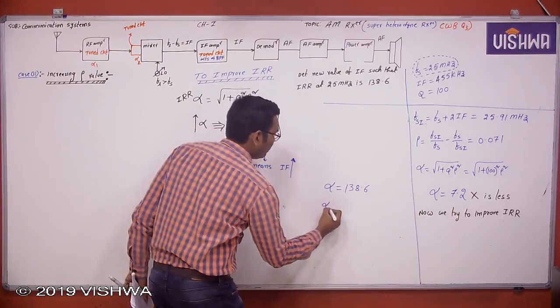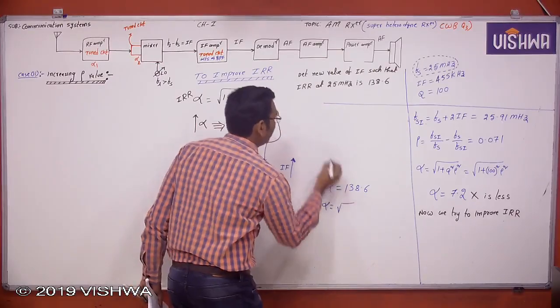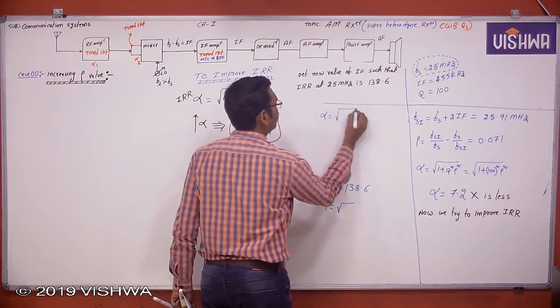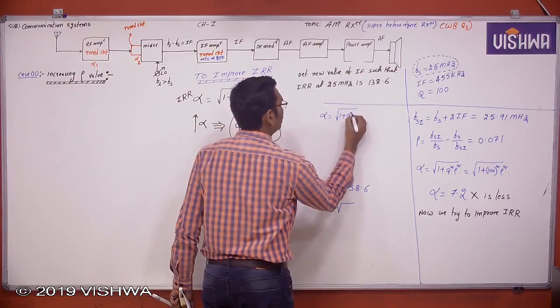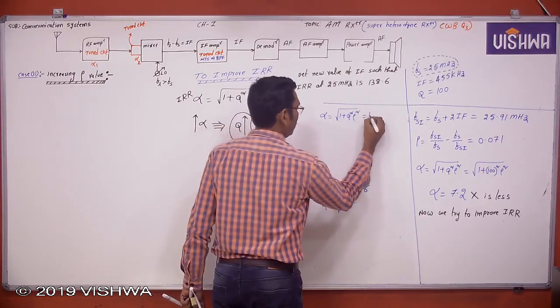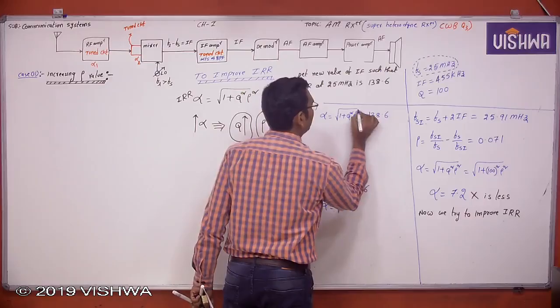Now alpha, which is equal to square root of 1 plus Q square rho square, which is equal to 138.6.